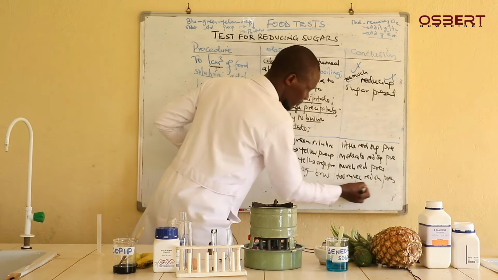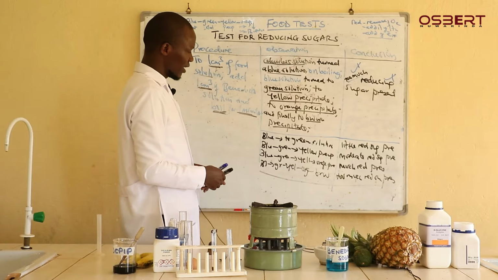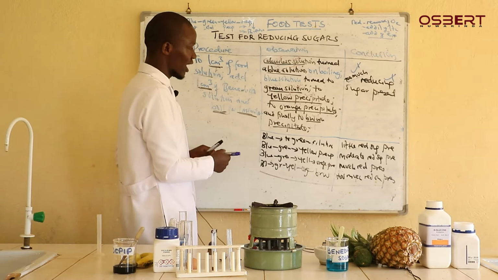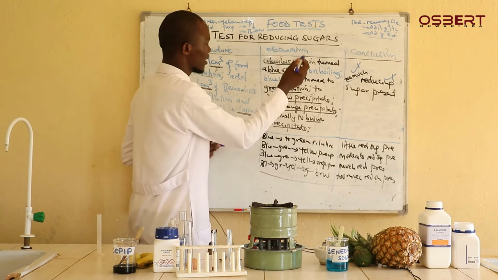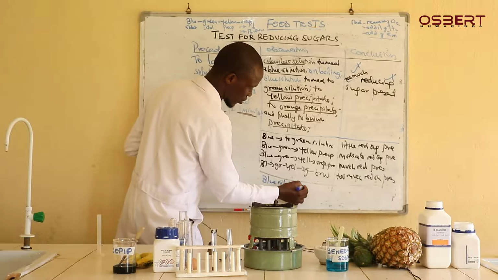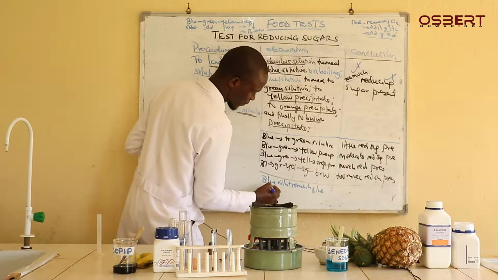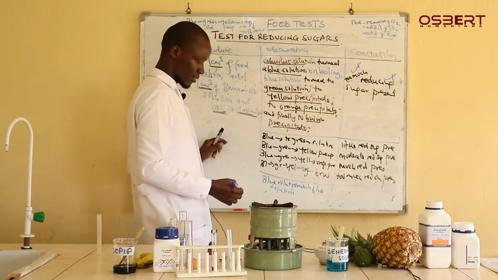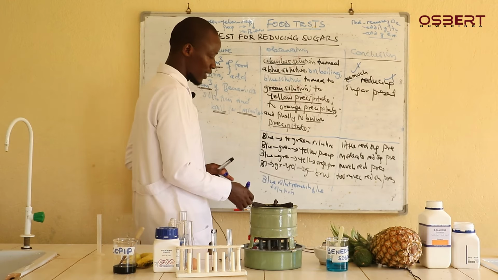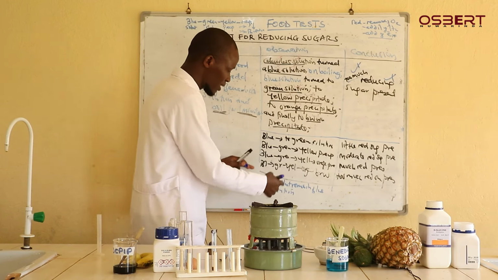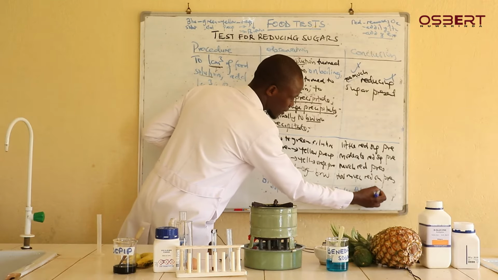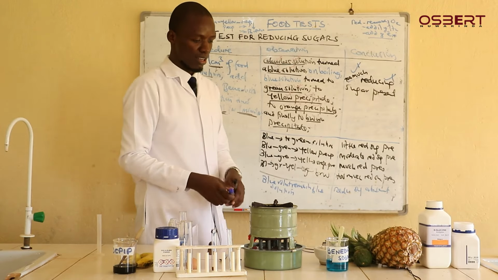And then in case you boil the mixture, and maybe had a colored solution, then it turned into a blue solution. Then on boiling, the blue solution remains a blue solution. Sometimes we say the blue solution persists. If on boiling, the blue solution remains a blue solution, then here we shall say reducing sugars are what? Reducing sugars are absent.